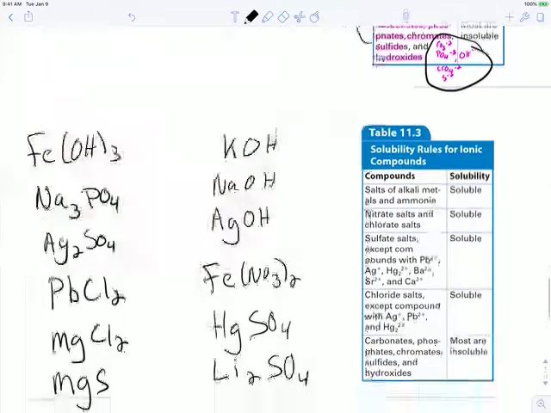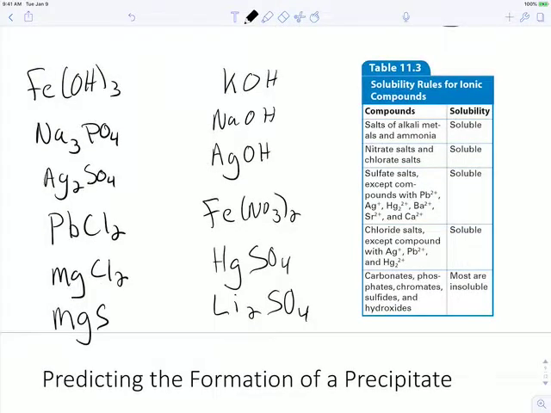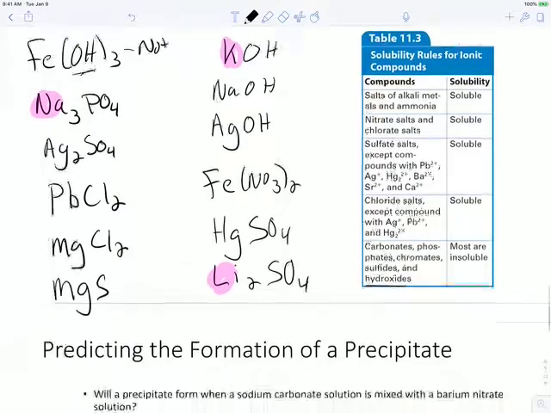All right, so putting it all together, we have several examples here. If I've got ferric hydroxide, the first thing I would do is check for alkali. So this one's alkali, this one's alkali, this one's alkali. Those are all going to be soluble. So I'm going to check the rest. For hydroxide, hydroxide is this rule right here. Here's my hydroxide. This is not soluble. It's going to drop out, precipitate.